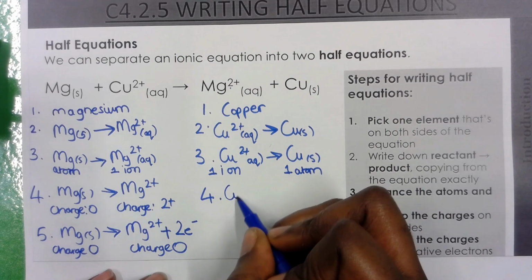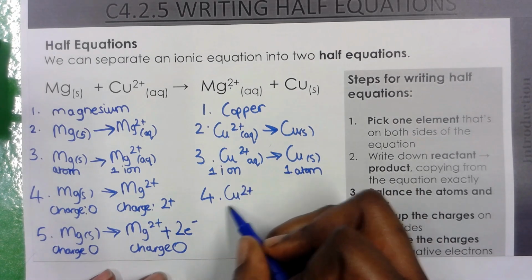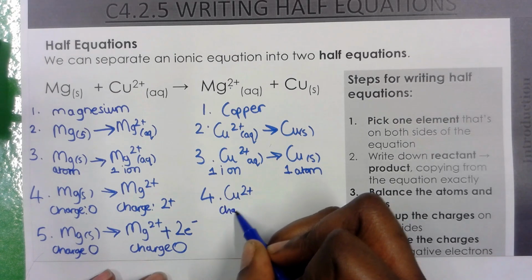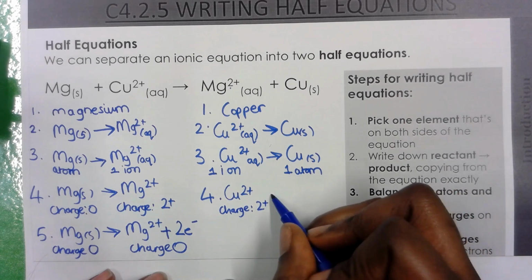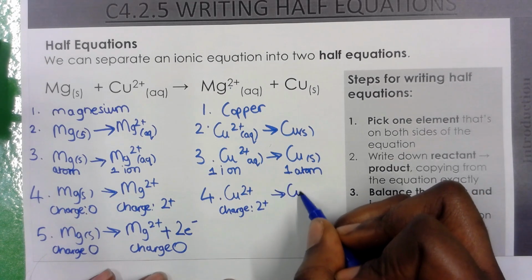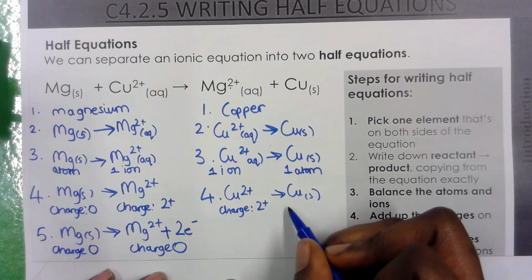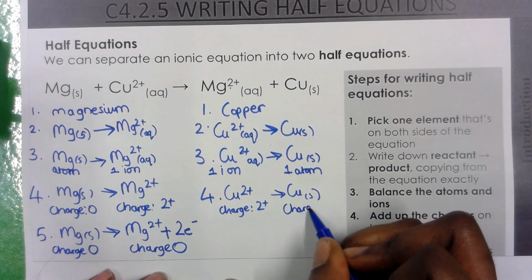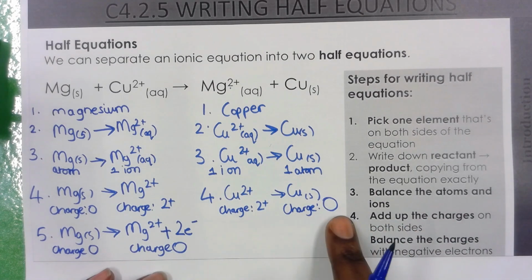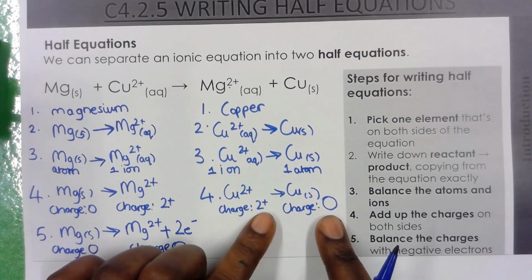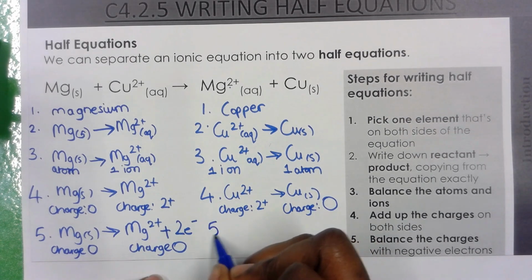So again, my copper ion has a charge of +2, so we can see it's positively charged, and my copper atom has no charge, because remember atom is neutral, so it should be 0. So here we can see both of these charges have not cancelled each other out, so we now need to balance the charges again with our negative electrons.